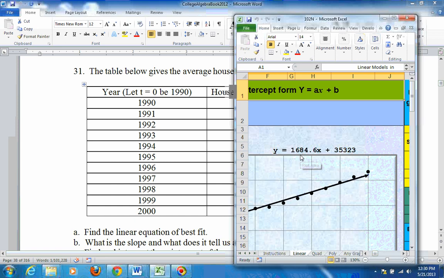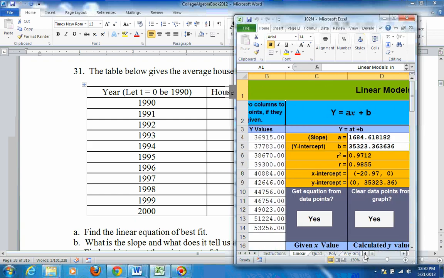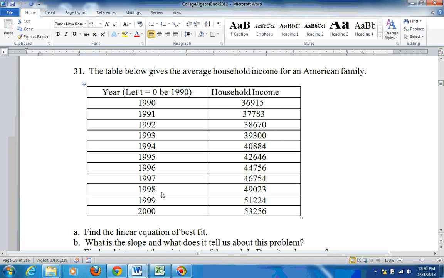The slope, 1,684.6, means that the household income is going up by this amount every year. This is what the average household income was back in 1990, according to this model. That's the y-intercept. And the x-intercept, right here, means about 21 years before 1990, the average household income was 0. Now that's impossible, but that's out of the domain of this model.